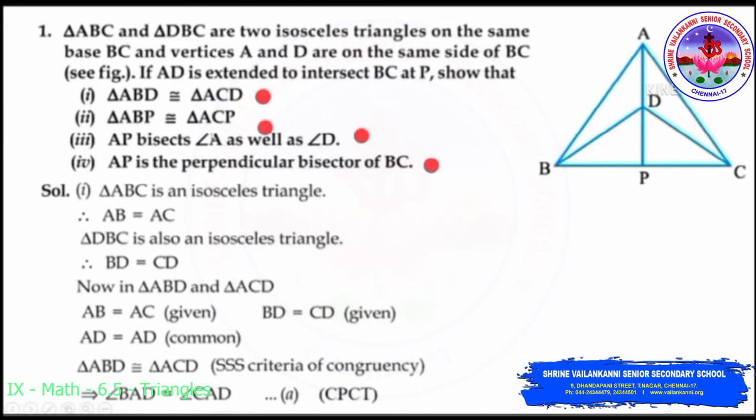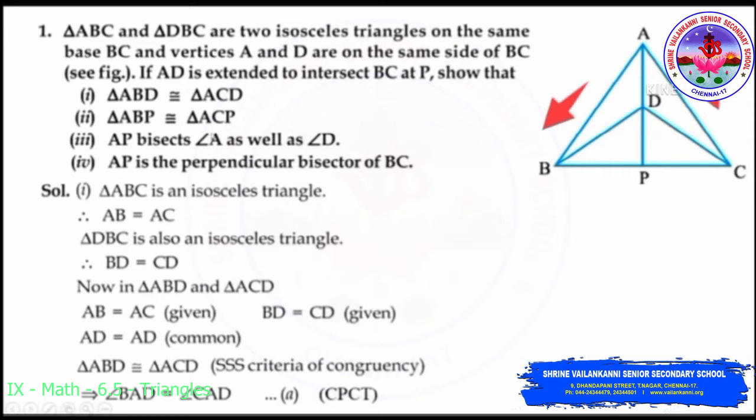So now coming to the figure, he has given triangle ABC as an isosceles triangle as well as DBC as an isosceles triangle. With the given concept, I am going to prove all the four following cases. Now let us consider the first case. We need to prove triangle ABD is congruent to triangle ACD. So let us consider triangle ABD and triangle ACD.